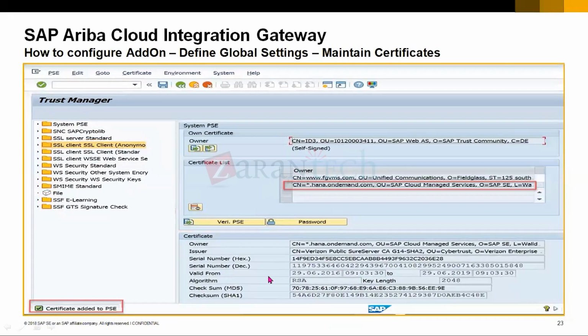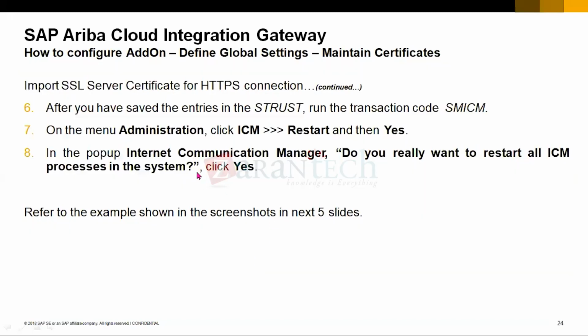Once you click on that, you can see different kinds of information. Then the certificate is added to our PSE. And once again, they're asking us to go to the transaction code SMICM. Then from the menu, we have to go to ICM, restart. This is the activity we have to do.